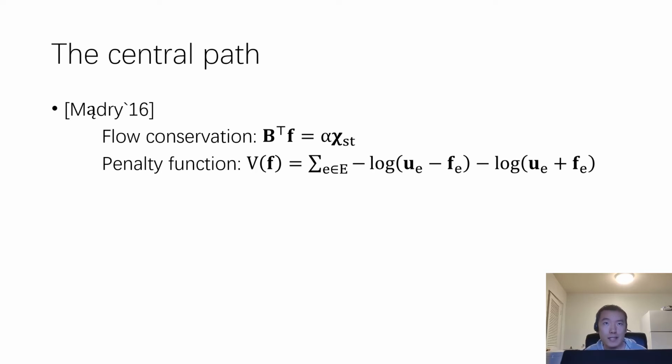And to ensure the capacity constraints, we define a penalty function. So here F is the flow vector and U is the capacity vector. Fe for some edge E is positive if the flow goes in one direction and negative if it goes in the other direction. Thus, Fe must be no less than negative Ue and no more than positive Ue. So we put log barriers for both such that the penalty function approaches infinity when Fe approaches either its upper bound or its lower bound. So we maintain a flow F that satisfies the conservation property and that incurs minimal penalty, while slowly increasing alpha to the required amount of flow.